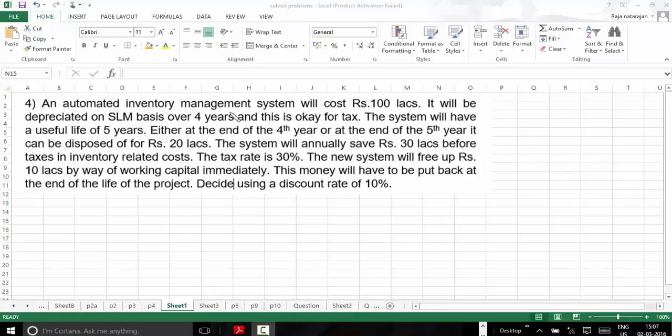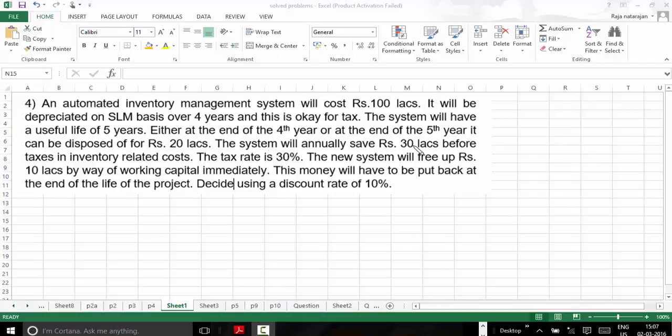An automated inventory management system will cost rupees 100 lakhs. It will be depreciated on straight line basis over 4 years, and this is okay for tax. The system will have a useful life of 5 years. Either at the end of the 4th year or at the end of the 5th year, it can be disposed of for rupees 20 lakhs.